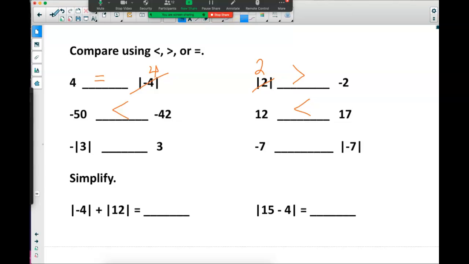The negative absolute value of 3 and 3. What does this right here equal? That equals negative 3. Right, because the negative sign is outside of the absolute value. So is negative 3 bigger or less than 3? Less than. What's the absolute value of negative 7? 7. Is negative 7 less than 7 or greater than 7? Less than. Negative is always less than a positive.